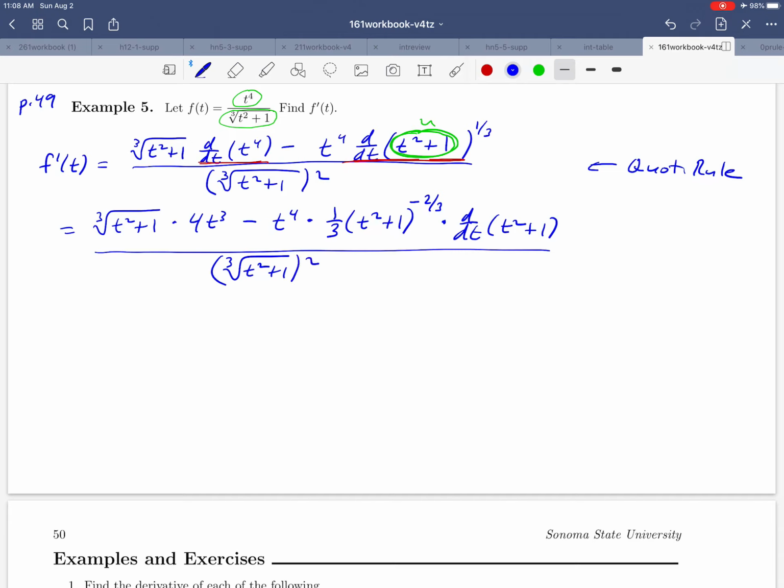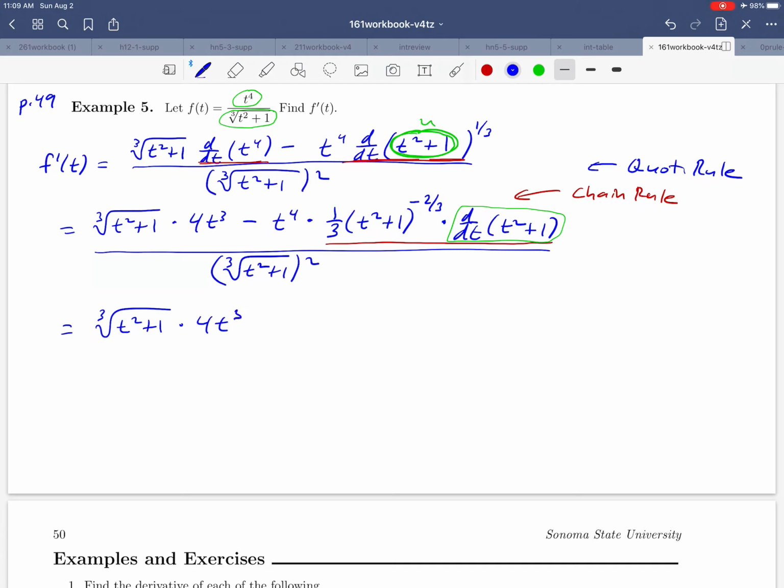Maybe just for the sake of your notes, you might want to remind yourself that this part that I'm underlining came from the chain rule. Now the question is, what do we need to do to finish this problem? What's left to do here? There's one more derivative that we need to take sitting right there, the derivative of t squared plus 1. If we can take that derivative, we are done.